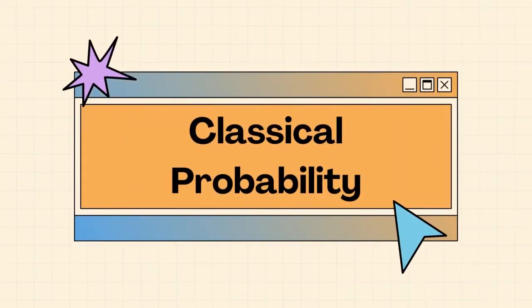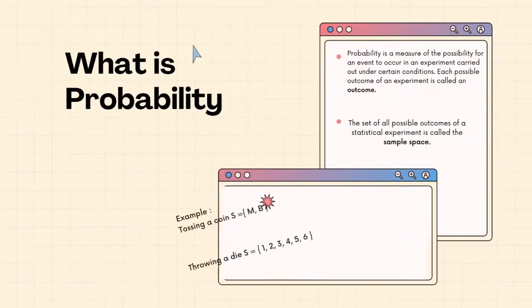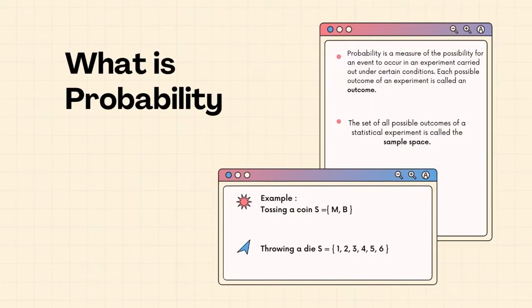Hello everyone. In this video we will discuss classical probability. Before we get to the main topic, let's start with what is probability. Probability is a measure of the possibility for an event to occur in an experiment carried out under certain conditions.